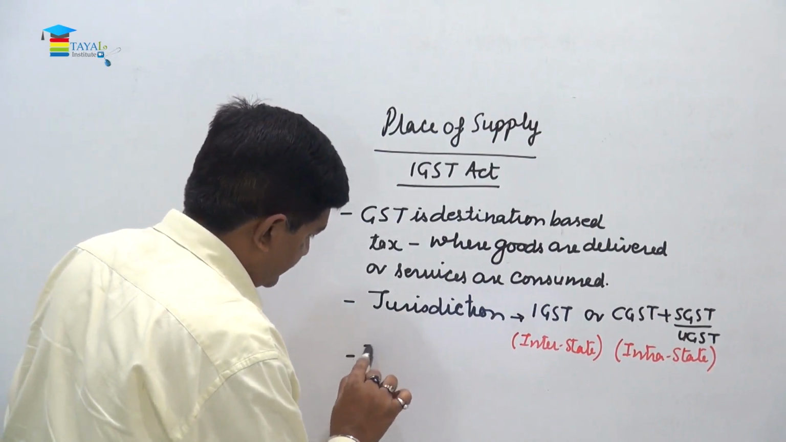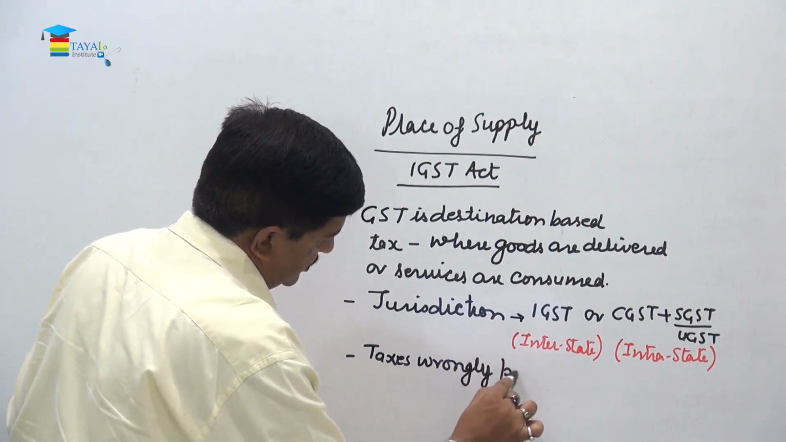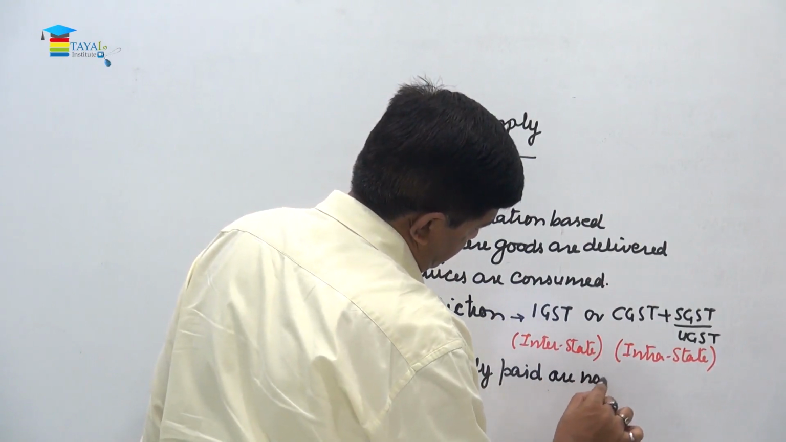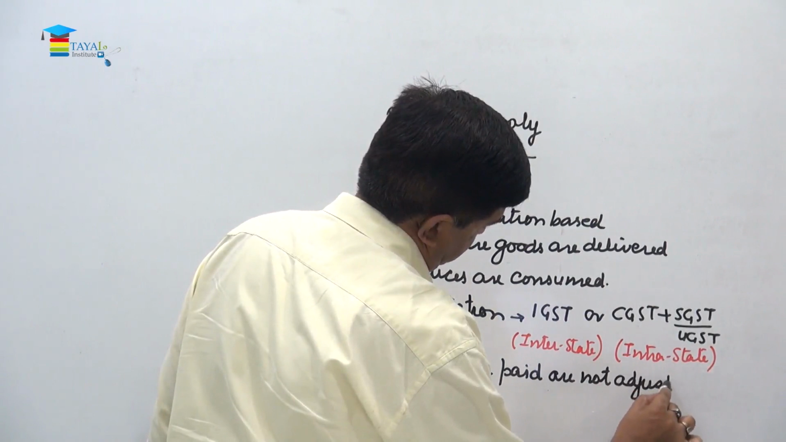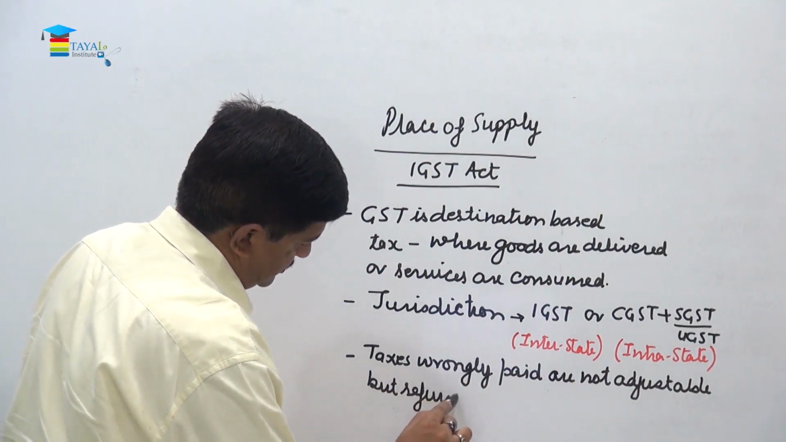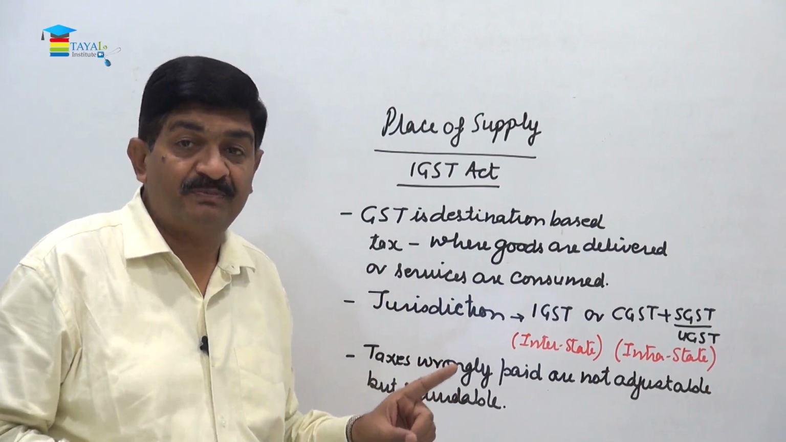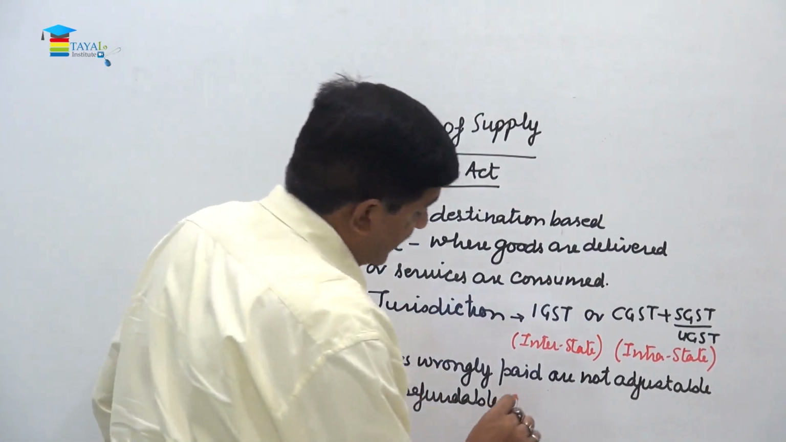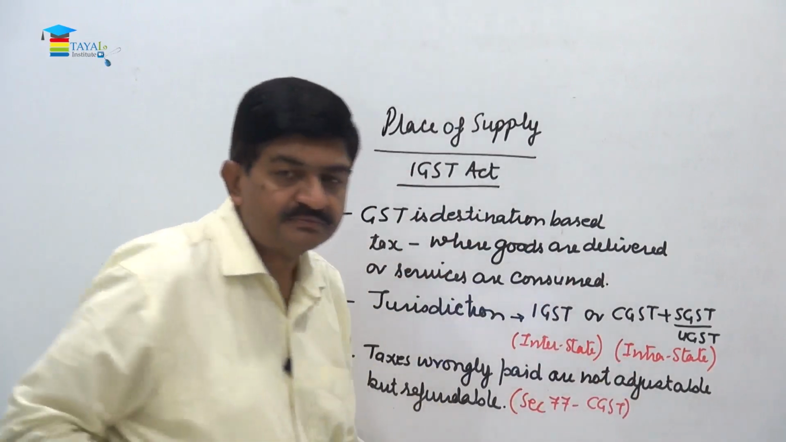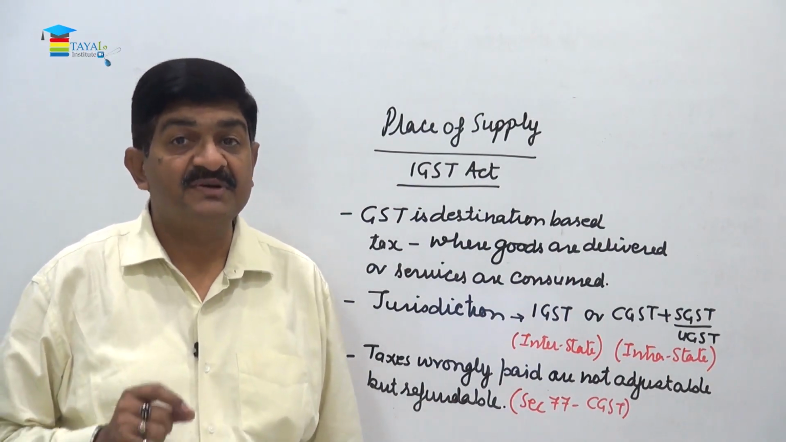Taxes wrongly paid are not adjustable but are refundable. And for getting the refund, first the correct tax has to be paid and then only can the refund be applied for. And for that, if you wish, you can refer to section 77 of the CGST Act. So because of these reasons, it becomes important to decide which is the place of supply.